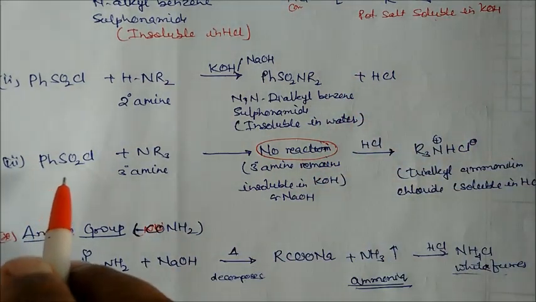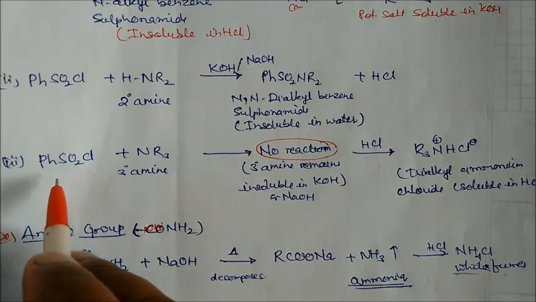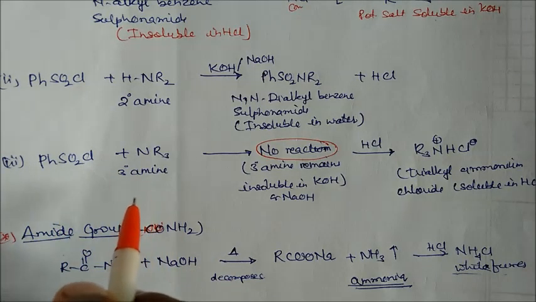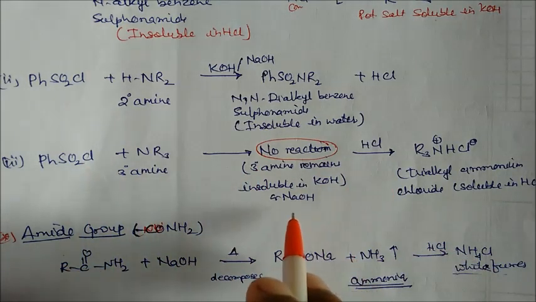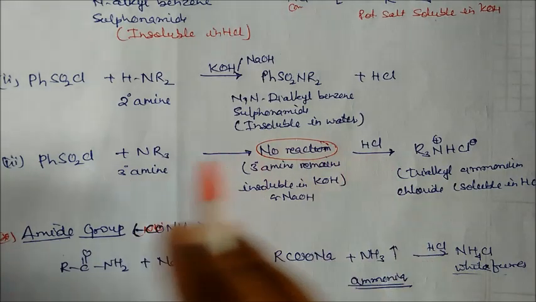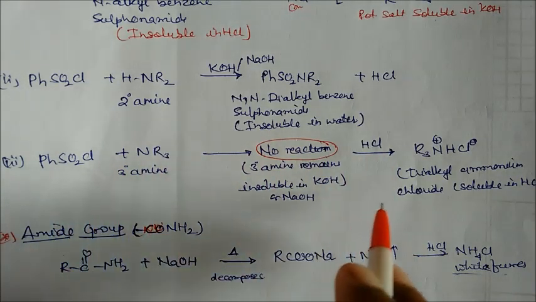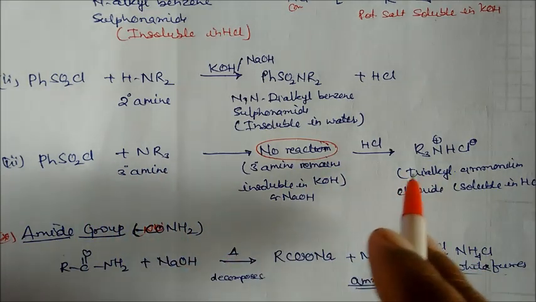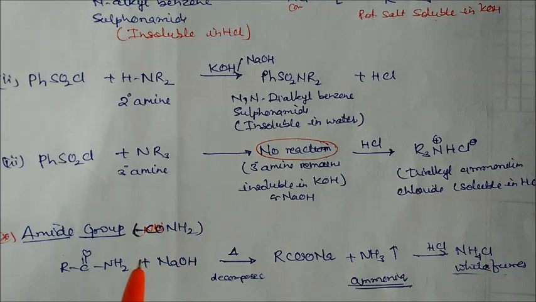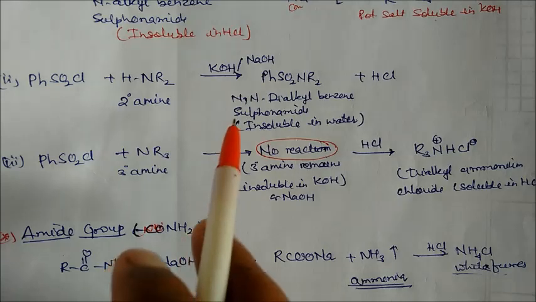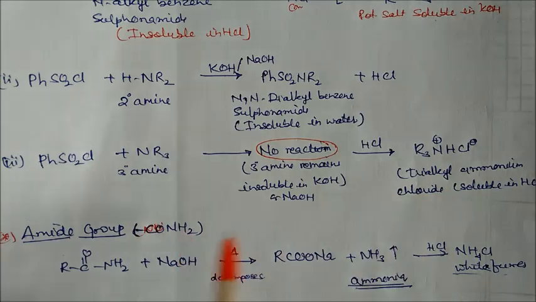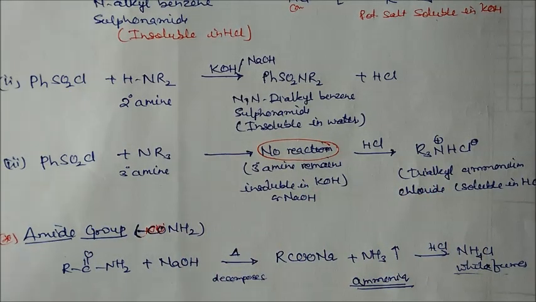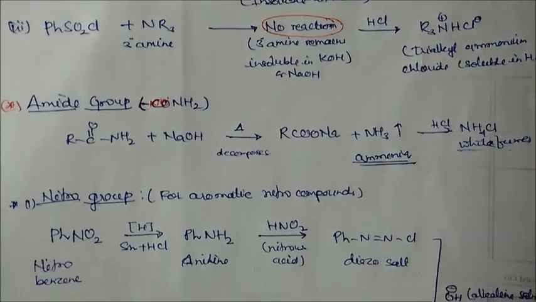But if you take tertiary amine dissolving in Hinsberg's reagent, the reaction will not take place. Again, if you give HCl, the reaction will not take place, and this will also be insoluble in potassium hydroxide or sodium hydroxide. Again, if you add HCl, this will give you trialkyl ammonium chloride. With HCl, the reaction will take place. You can see previously we have seen it. Primary amine was not reacting with HCl. Secondary amine was insoluble in water, not reacting. And tertiary amine is reacting with the HCl. So this is the identification of primary amine, secondary amine, and tertiary amine.